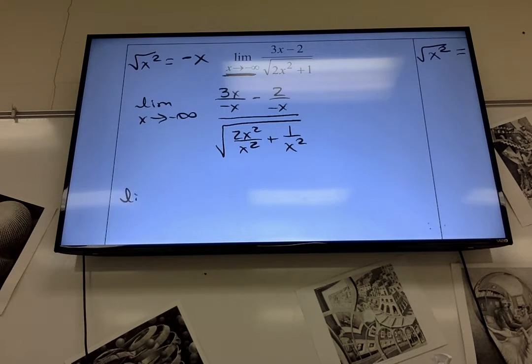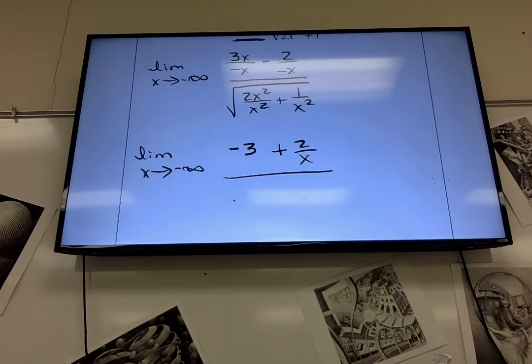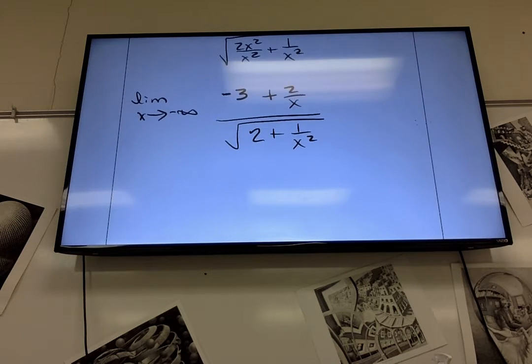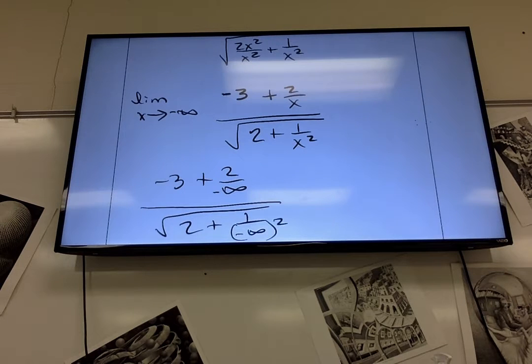So then I simplify, and that becomes negative 3 plus 2 over x over the square root of 2 plus 1 over x squared. So now I plug in negative infinity. Same difference. You get 2 plus the square root of 3. Yeah, I get negative 3 over the square root.